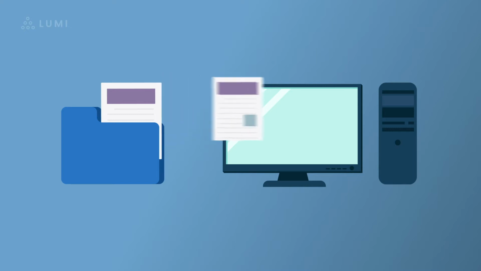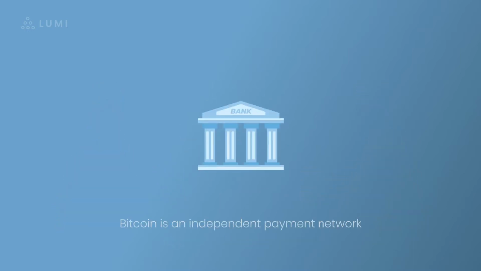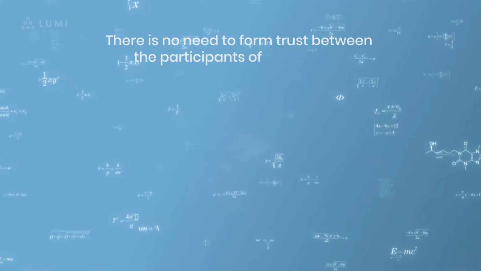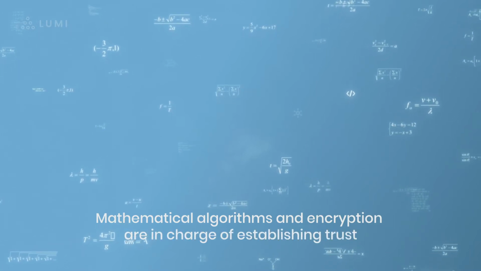Every computer in the Bitcoin network that maintains a copy of this file becomes a node in this network. When sending Bitcoin to the network, you transmit the sum that will be deducted from your balance and add it to the balance of the receiver. The nodes copy this transaction into their registers and transmit it to the other nodes. This way, Bitcoin's network is a system that allows the community to keep a record of Bitcoin transactions between the participants of this network. There are no centralized authorities like governments or banks that we normally trust. Bitcoin's network is designed in a way that there is no need to form trust between the participants of the network. Mathematical algorithms and encryptions are in charge of establishing trust.